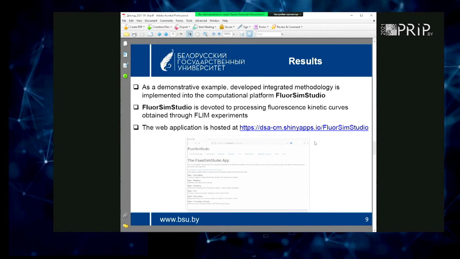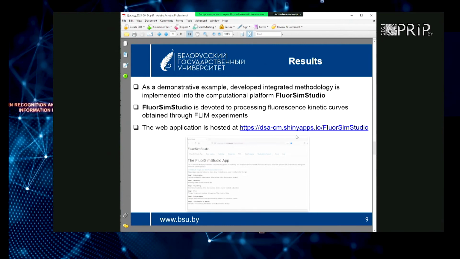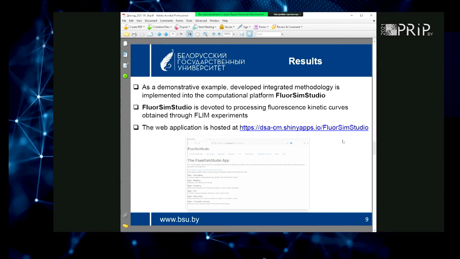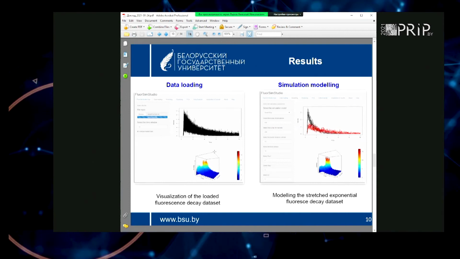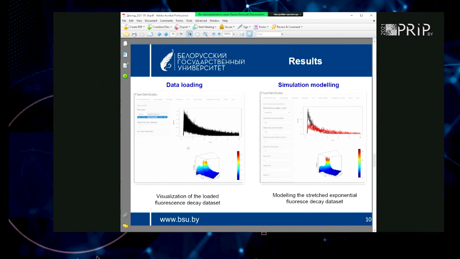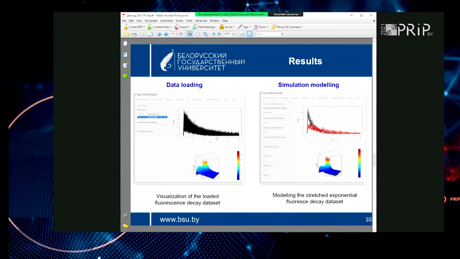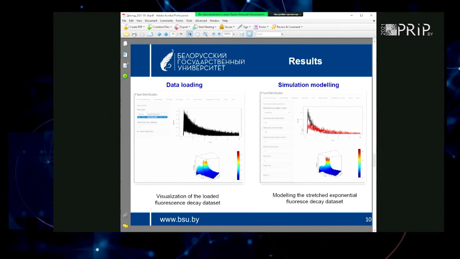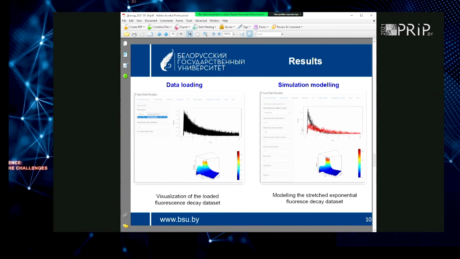The web application of our development is available on the server. You can see the link to this web page. I will briefly show how it works. You can upload your data, or you can simulate your data. On the left panel, you see the data loading. On the right panel, you can see the data simulation, where you can select the models and model parameters.